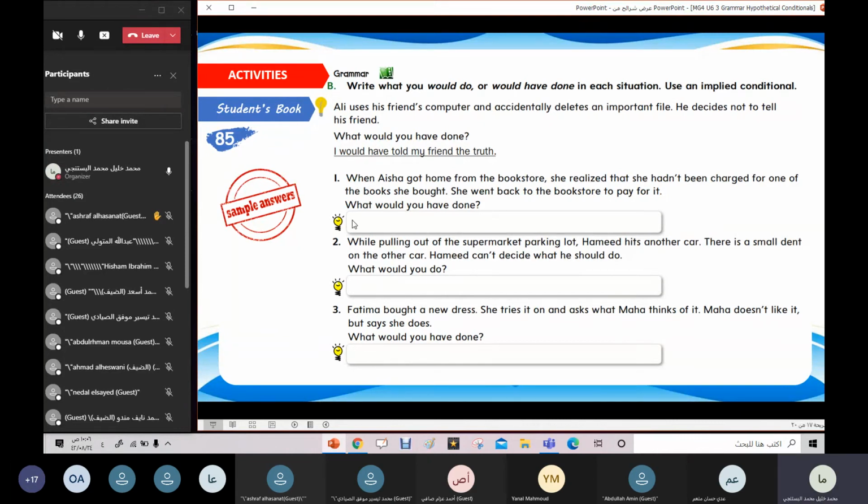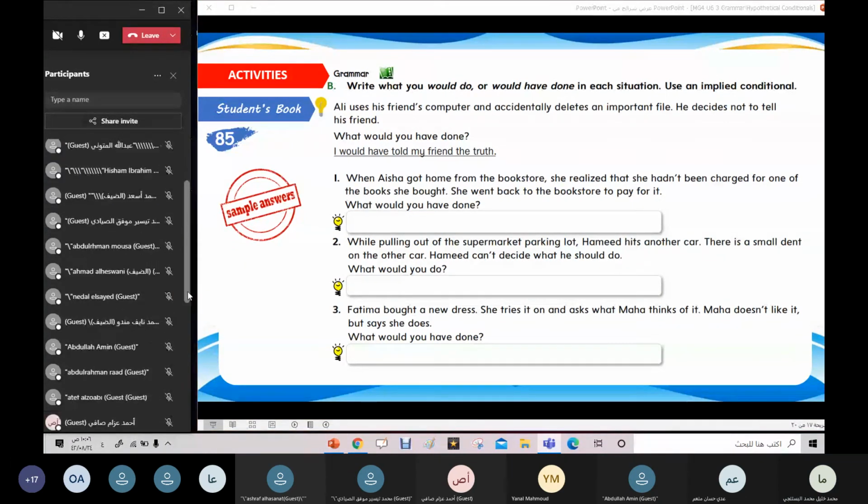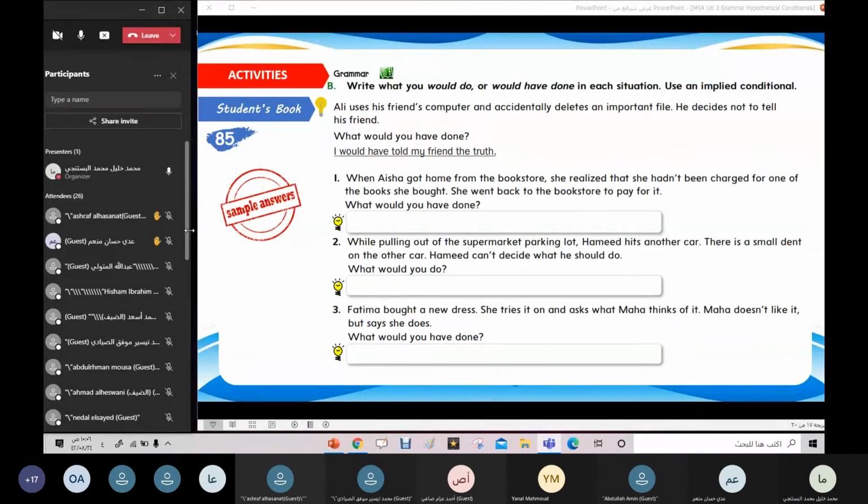Number 1, who can read the situation? Yanal, read the situation, please. Uday. Yes, teacher. When Aisha got home from the bookstore, she realized that she hadn't been charged for one of the books she bought. She went back to the bookstore to pay for it. What would you have done? Good. What would you have done?